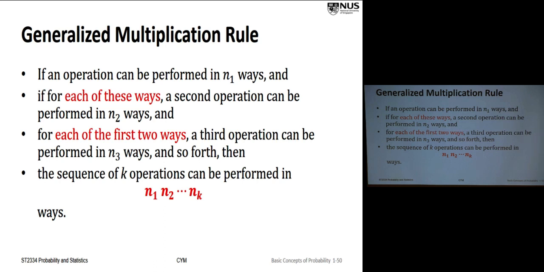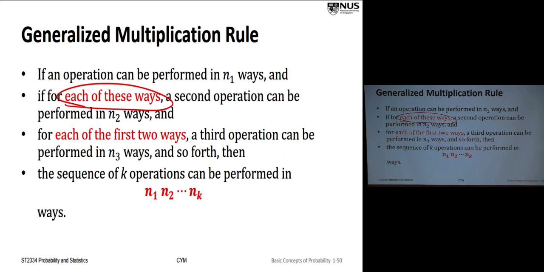So in order to use this one, make sure that, for example, we start with the first one having n1 ways. Then make sure that for each of the n1 ways, there will be n2 ways to do the second operation. Then I multiply them together. Then, when you come to the third operation, make sure that for each of the combinations of n1 and n2, I have the same number of ways for the third operation, which is n3. Then I multiply them together. My point here is that the formula is so easy, just multiply them.